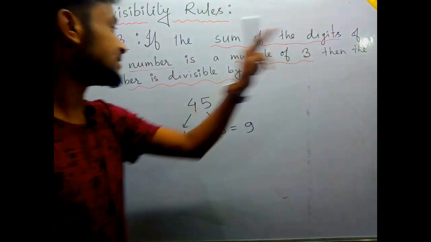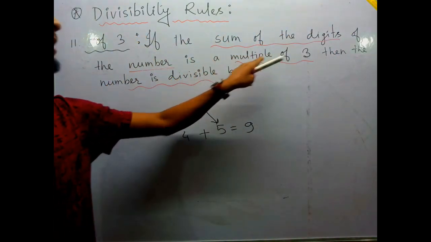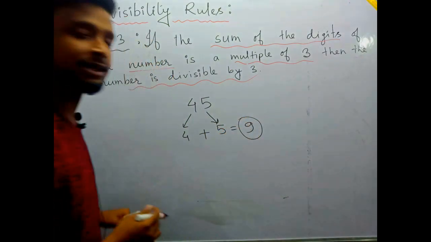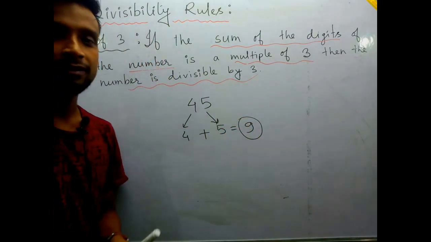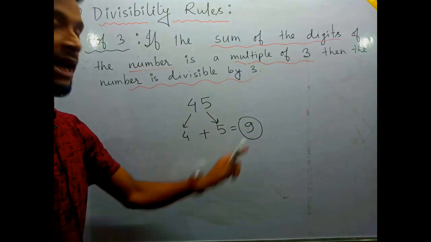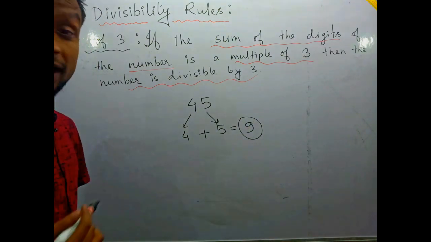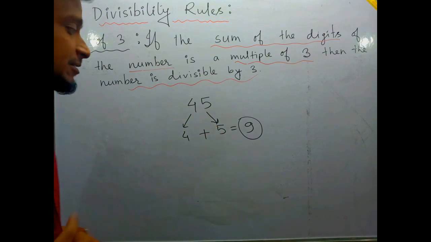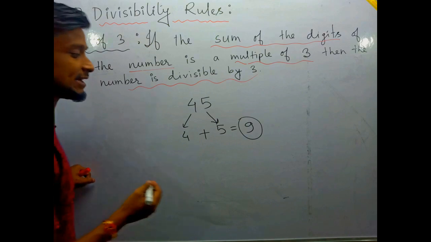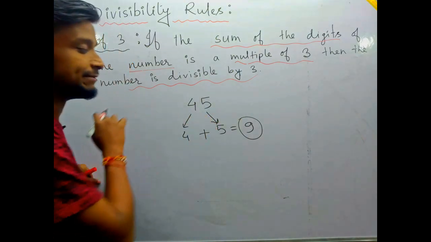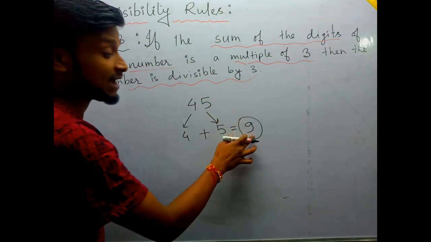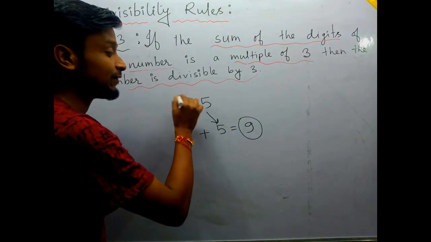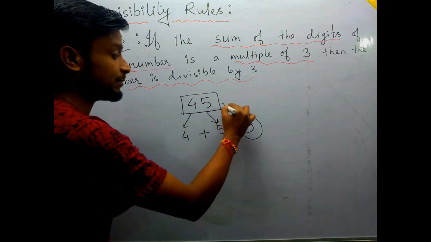Sum of the digits of the number is a multiple of 3. Now see, 9 is a multiple of 3, right? 9 is a multiple of 3. That means 9 comes in the table of 3. That is why we can say 45 is divisible by 3. As 9 is a multiple of 3, that is why you can say that 45 is divisible by 3.